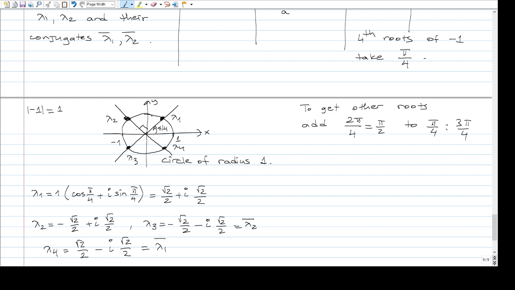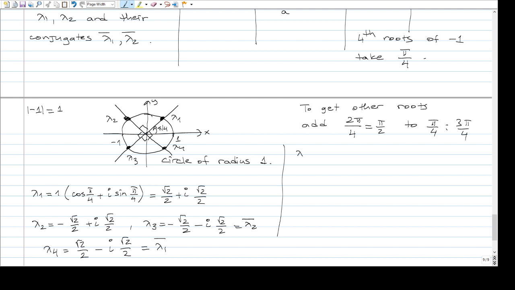And then keep adding pi over 2. Why pi over 2? Because the complete revolution, the complete circle, gives us the angle 2 pi. We are looking for the fourth root, so we divide 2 pi by 4 to get pi over 2. And every time we add pi over 2. So all of these are right angles, pi over 2. So we get the four solutions.